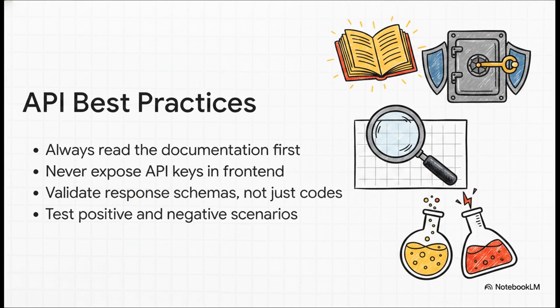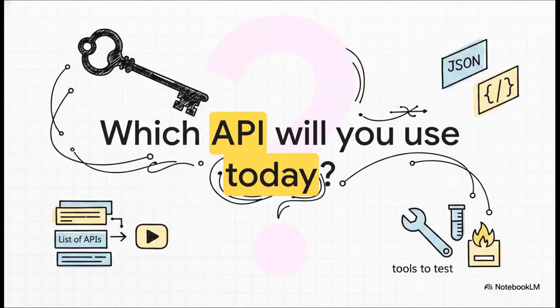Third, when you're testing, don't just check for a 200 OK status code. You need to validate the actual response schema to ensure the data isn't just returning as null. And lastly, always test both positive scenarios, where everything goes right, and negative scenarios, like submitting invalid input, just to make sure the API fails gracefully. So you now have the master key. You understand the invisible threads of REST, the universal language of JSON, and exactly how to call and test them.